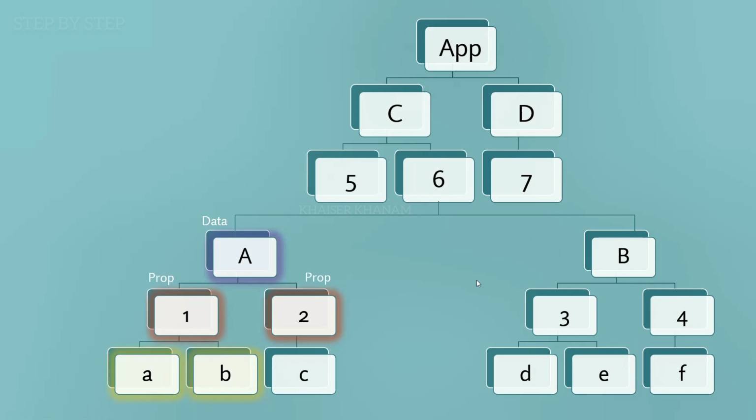Now again my requirement has changed. Now this B component wants the data. Now again what should I be doing? Again I should level up. I should store the data inside their parent, and their parent is 6. So again the data should be stored here.